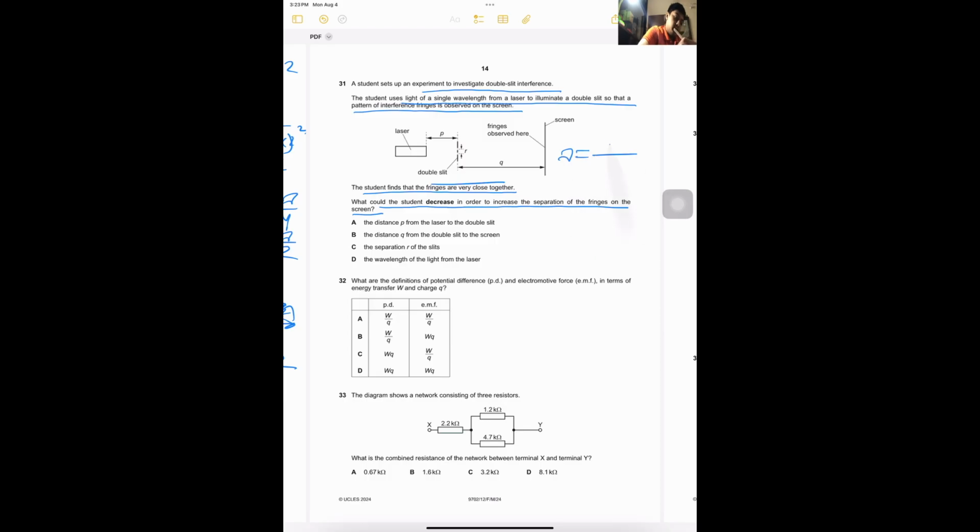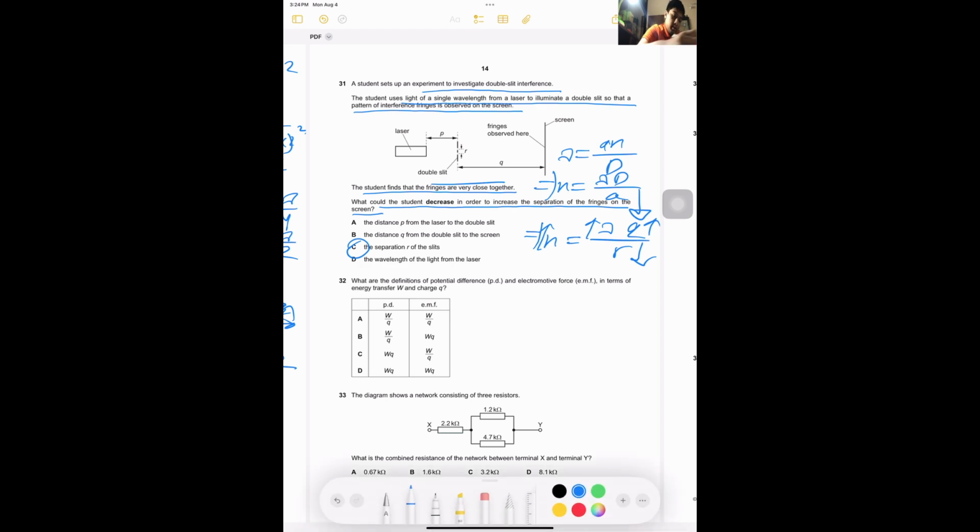So lambda equals ax by D. We need to find x here, which is lambda D by a. According to them, the values are x equal to lambda q by r. So if we increase q or lambda, x increases. So if we decrease r, then only will the fringe separation increase. So answer is C.